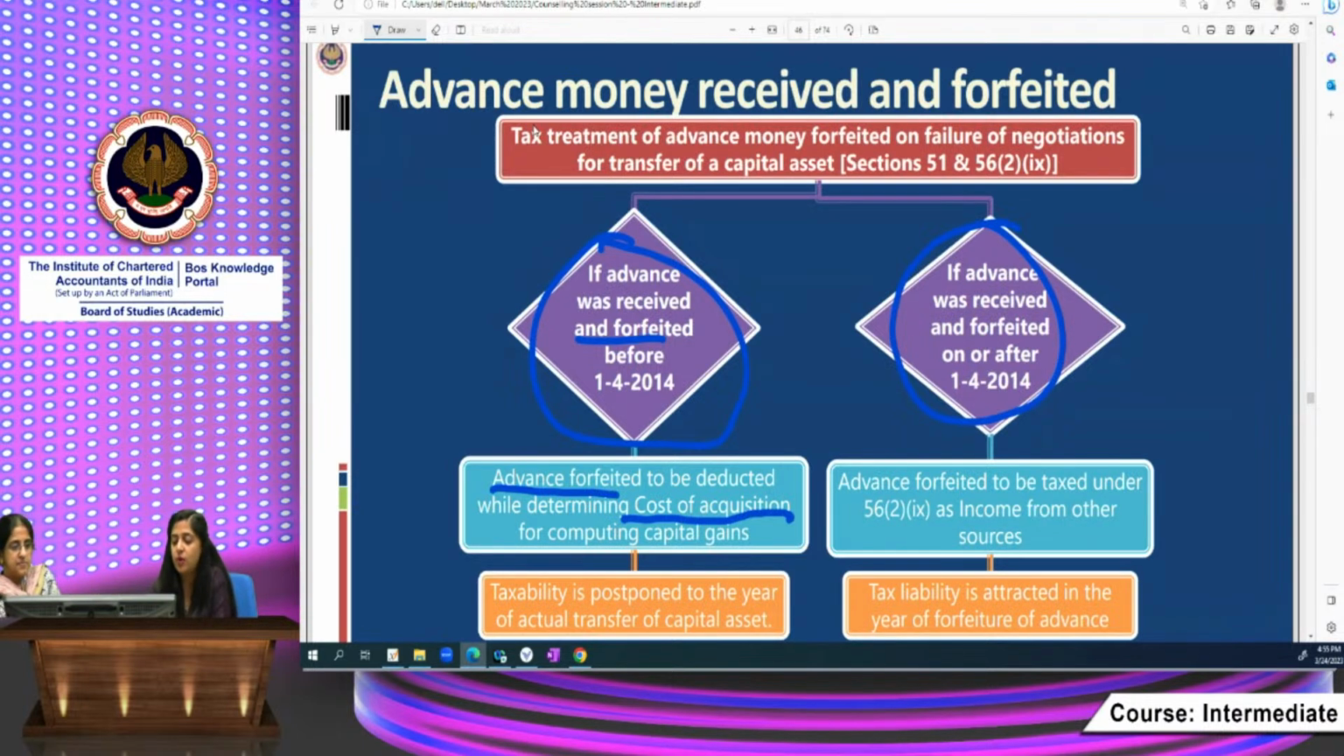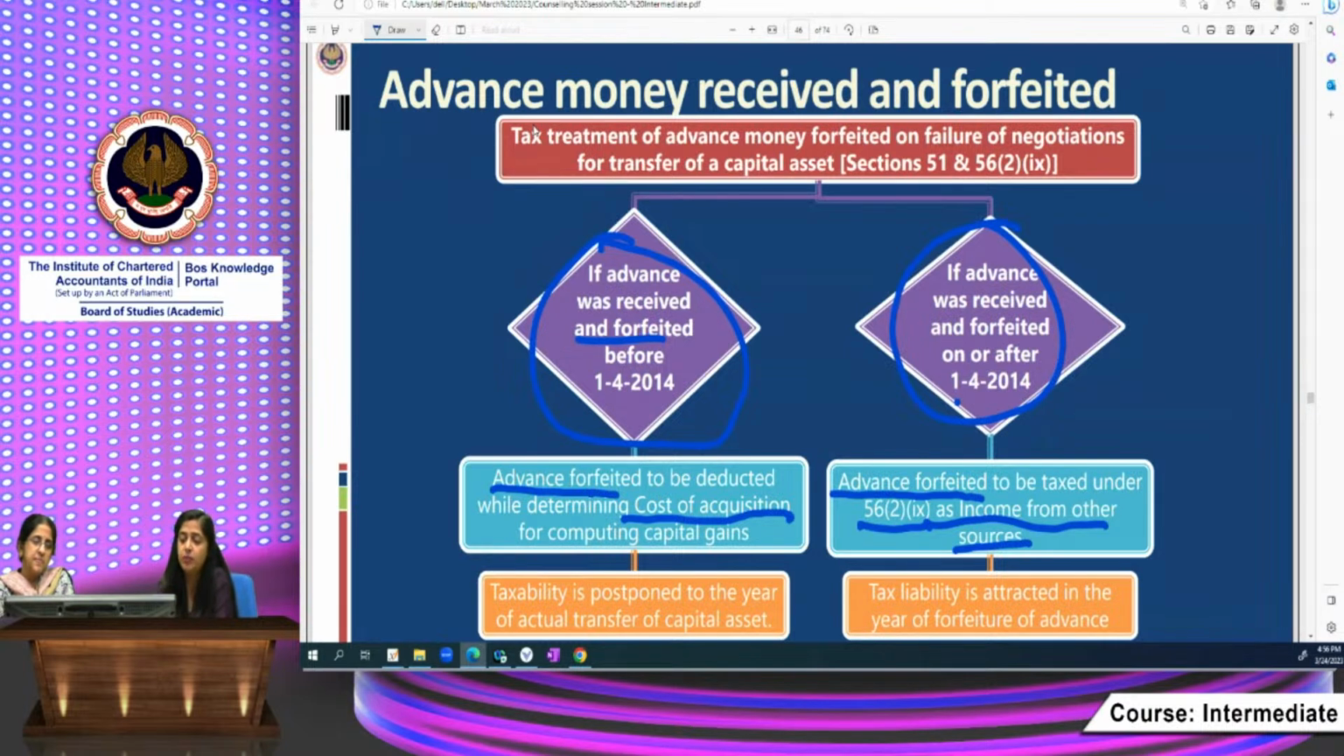So in that case, what will happen? Your cost of acquisition will get reduced by the amount which you have forfeited. So your taxability gets postponed till you subsequently actually undertake the transfer. But if the amount was forfeited on or after 1st April 2014, in that case, whatever advance you have received and forfeited would be taxable under income from other sources under section 56(2)(ix). So in that case, in the year in which you forfeited the advance, it is taxable in that year only. So there is no postponement of taxability in this case.